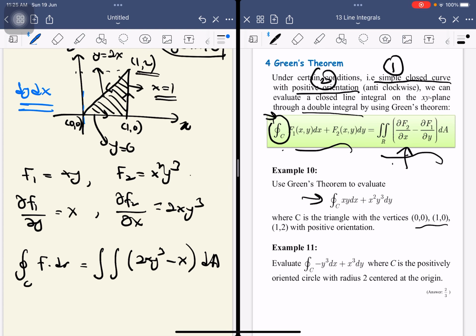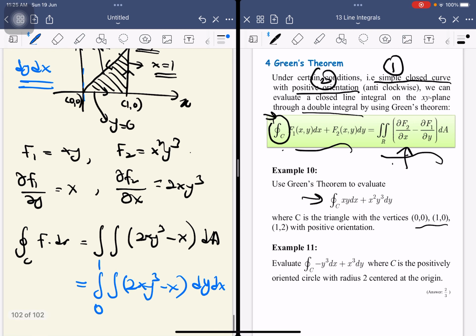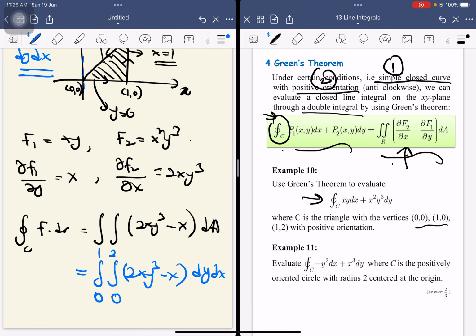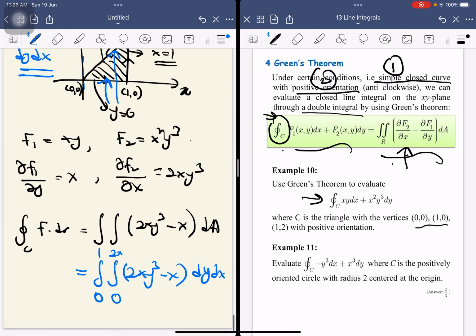For example, if I choose to solve using dy dx, the limit for x is between 0 and 1. So it's the integral of 2xy to the power of 3 minus x, dy dx, with x from 0 up to 1. The limit for y, using a vertical strip, is from 0 up to 2x, from here up to here. So this is the limit.